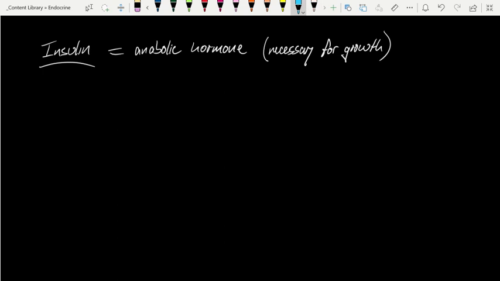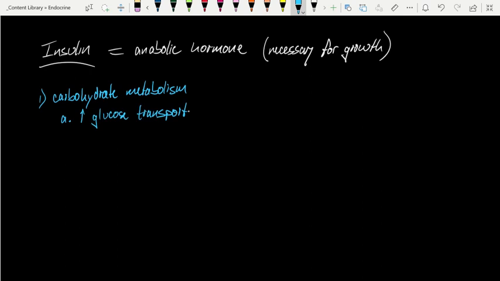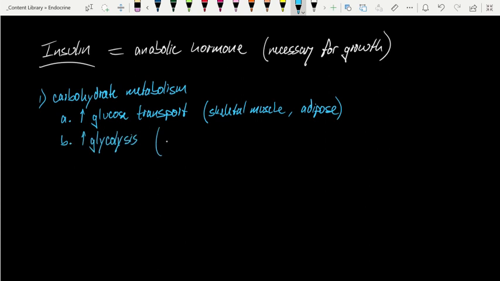Starting with carbohydrate metabolism, there's 3 key things that we want to make sure we understand. First is the increase of glucose transport, and this is specifically into skeletal muscle and adipose. And we'll show some more specifics on that in just a minute. The second thing we want to think about is increased glycolysis. And it does this actually by increasing enzyme activity. We know of at least 2 enzymes that are associated with this. This is going to be hexokinase, which makes sense as this is the first reaction in glycolysis, converting glucose to glucose 6-phosphate. And then, of course, the key regulatory enzyme for glycolysis, which is phosphofructokinase.